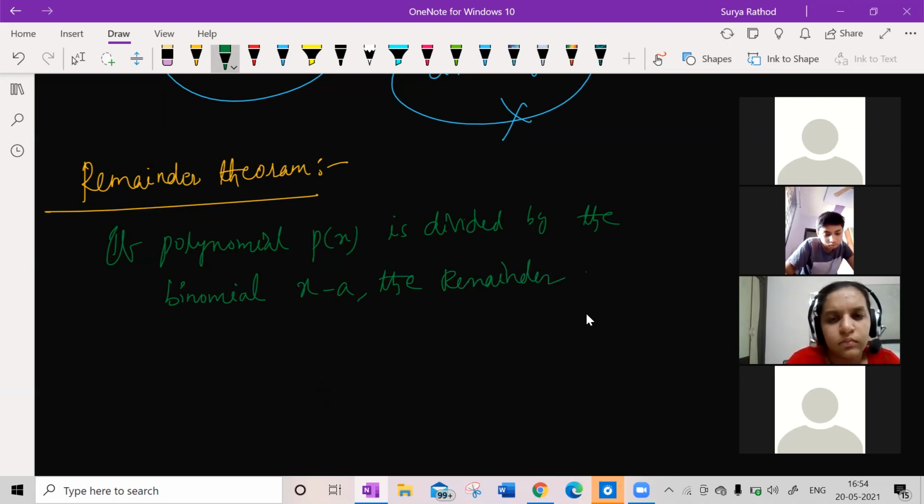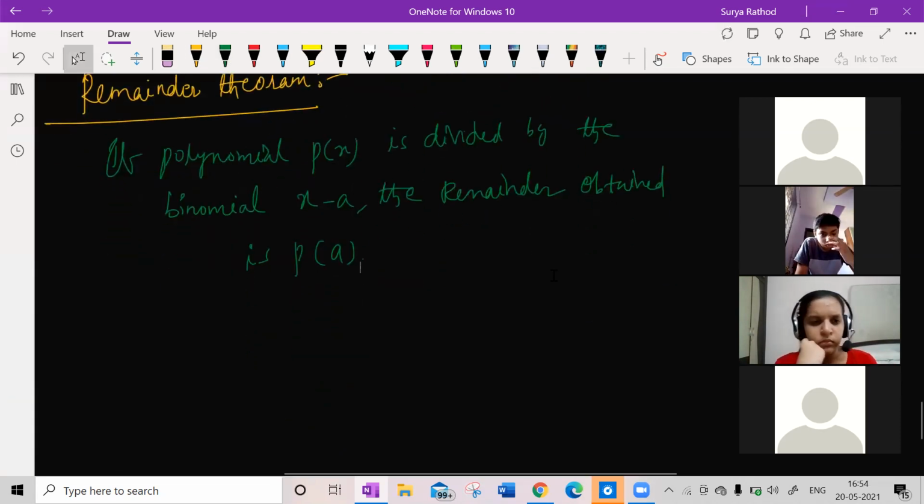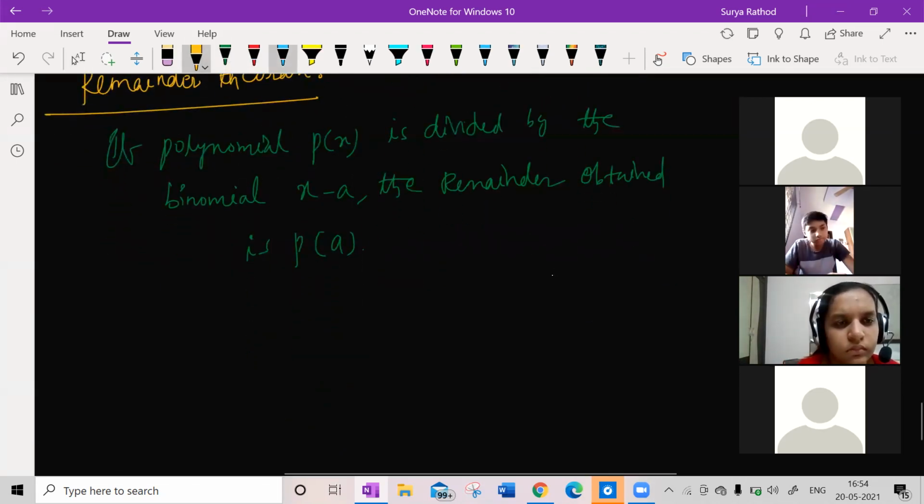The remainder obtained is P of A. What is it? P of A. Let us solve the examples now. Now, what did you understand from this?